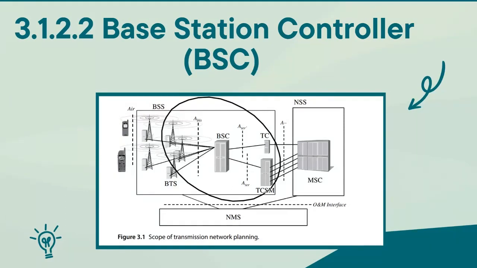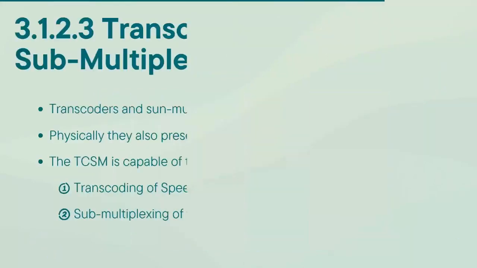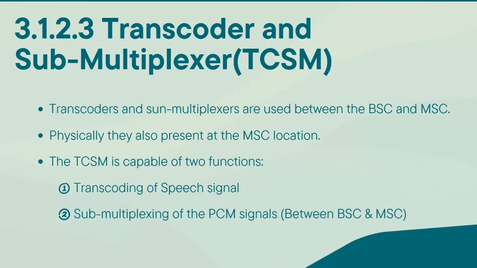Okay, let's move to the last element. The last element is the transcoder and submultiplexer. So, transcoder and submultiplexer are used between the BSC and MSC. Physically, they are also present in the MSC location. Most importantly, the TCSM is capable of two functionalities. The first one is transcoding of speech signal. So, for this functionality, I will guide you to understand first what a transcoder is.